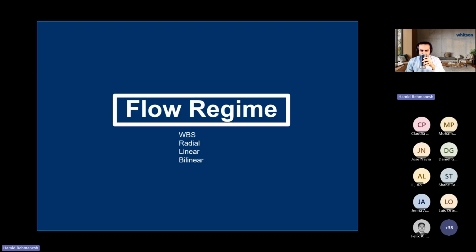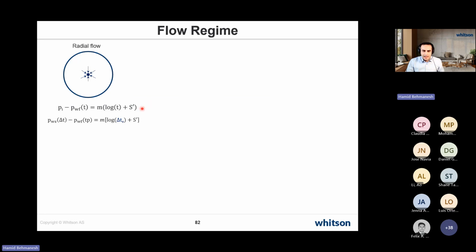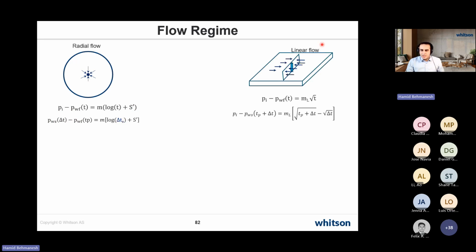Let's talk quickly about the flow regime. We have different flow regimes: well-bore storage, radial, linear, and bilinear. The radial flow regime, this is my equation. And this is my flow equation, drawdown. This is my buildup equation, delta T equivalent. If it is a linear flow regime, I simplified it very much, but you can find all the equations for the slope, etc., in the manual part.